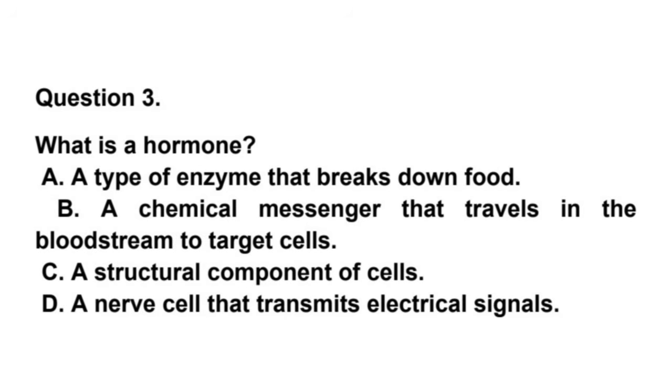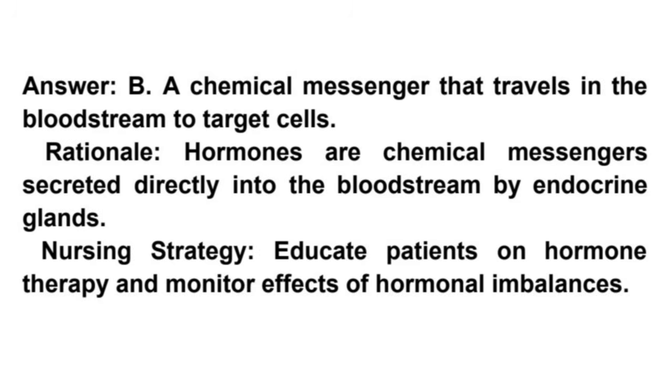Question 3. What is a hormone? A. A type of enzyme that breaks down food, B. A chemical messenger that travels in the bloodstream to target cells, C. A structural component of cells, or D. A nerve cell that transmits electrical signals. Answer B. A chemical messenger that travels in the bloodstream to target cells. Rationale: hormones are chemical messengers secreted directly into the bloodstream by endocrine glands. Nursing strategy: educate patients on hormone therapy and monitor effects of hormonal imbalances.